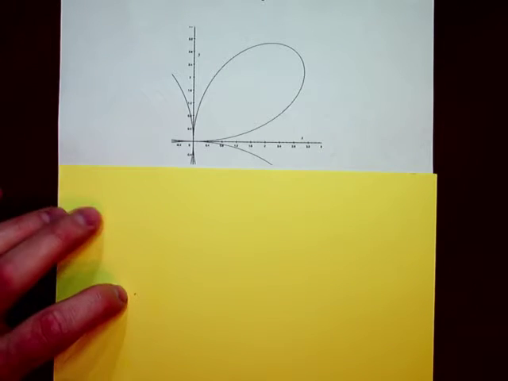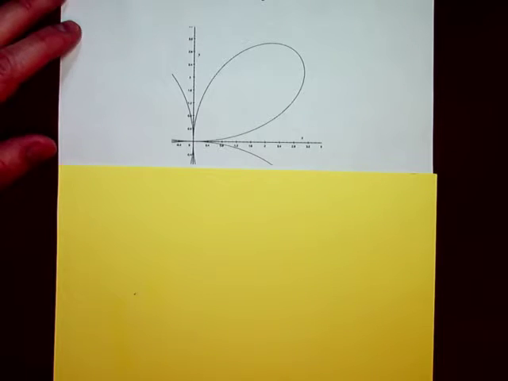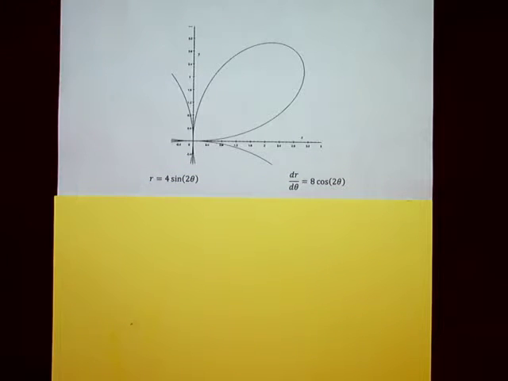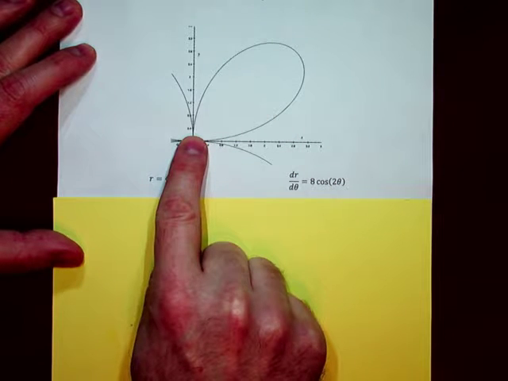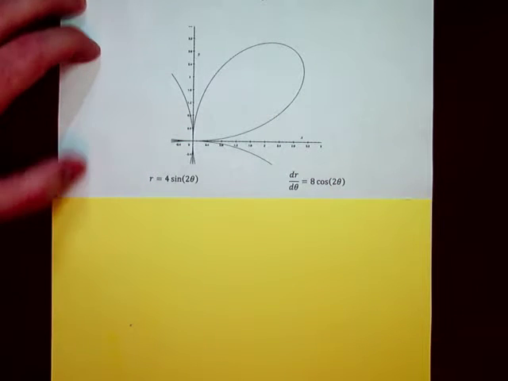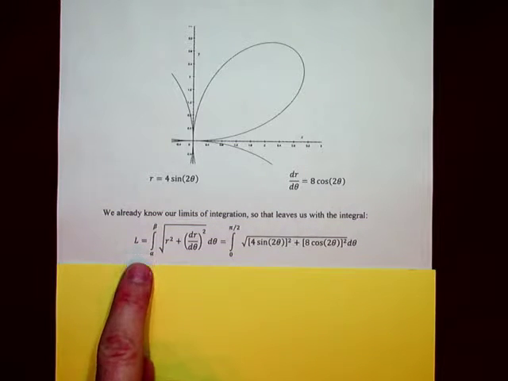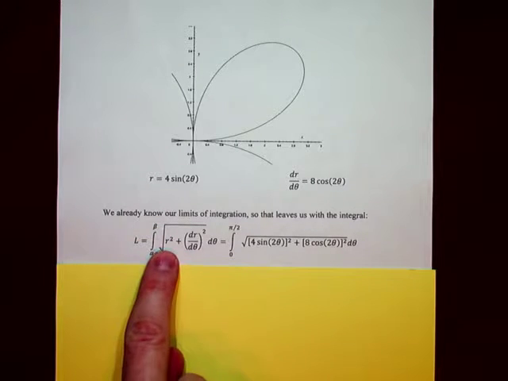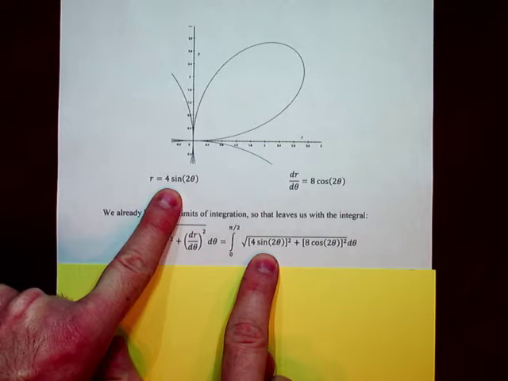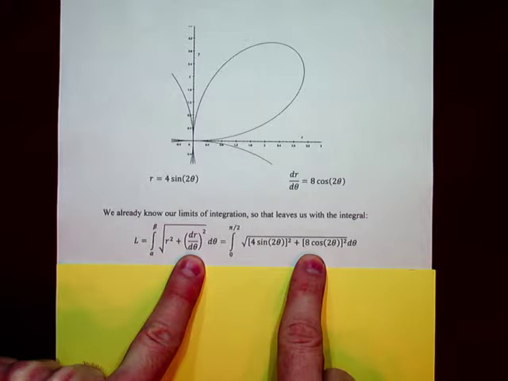Now we're going to take that same equation and find the arc length for that petal. Of course, to use our formula, we're going to need not only r, but also dr/d theta. If we have r and dr/d theta, and we know the limits of integration, which we do, 0 to pi over 2, same as when we did the area, then our formula for L, the length, is the integral from alpha to beta of the radical of r squared plus dr/d theta squared.